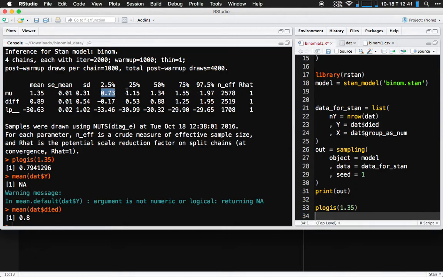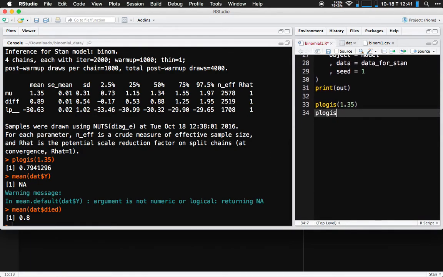If you actually wanted to convert all those to probabilities, that's fine too. In the same way that we converted the peak or the mean of the posterior using plogis, we can do the same with the 95% credible interval. So let's see, take this value, 0.73, say plogis 0.73, and plogis 1.97.